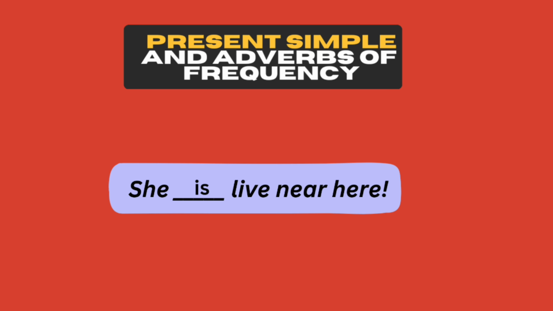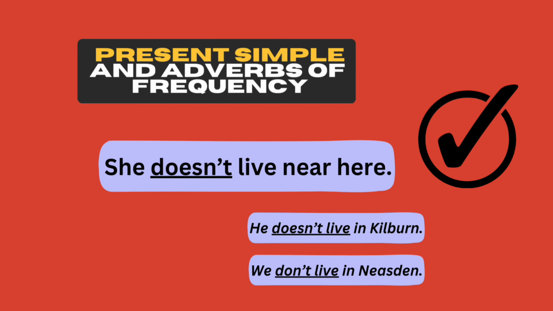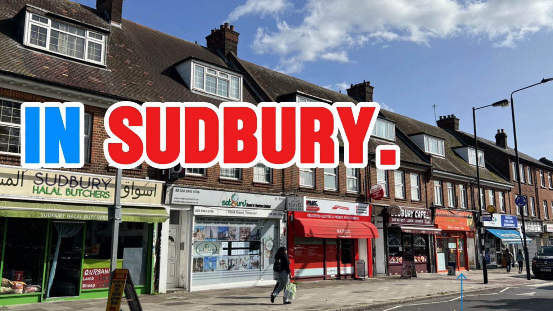No, you can't put "is" because that is another verb. You can only use one verb, and therefore this must be a negative sentence. So it is: she doesn't live near here. We use "doesn't" because it's in the third person. Other examples are he doesn't live in Kilburn. We don't live in Neasden. You can use this to practice talking about your relatives who live in different parts of London. For example, my brother lives in Kingsbury. My friend lives in Sudbury.